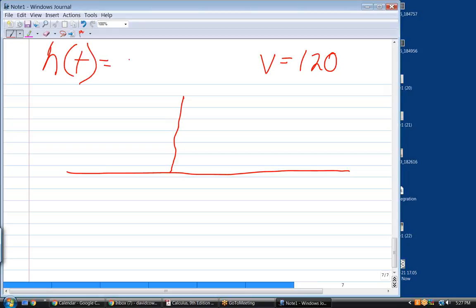You have the height at any point in time, we'll call it h of t, is equal to minus 16 t squared plus the initial velocity times t plus the height at which it was fired from, which apparently is 0 if it was fired from the Earth. So there's the function.